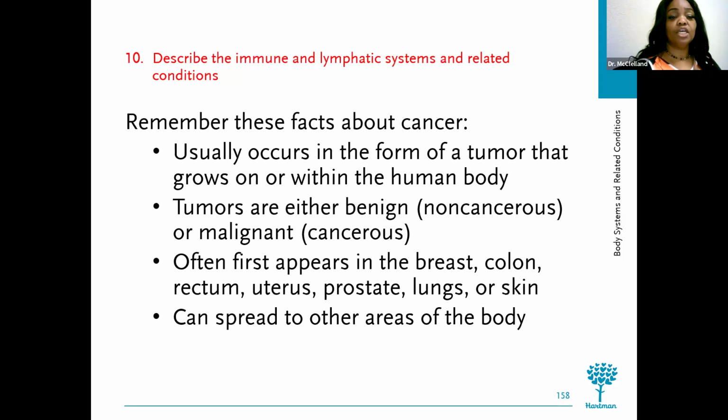So remember this. Usually, cancer occurs in the form of a tumor that grows on or within the human body. Tumors are either benign or malignant. If it's benign, it's considered non-cancerous. If it's malignant, it's considered cancerous. They may often appear first in the breast or colon or rectum, uterus, prostate, lungs, or skin. They can spread to other areas of the body.